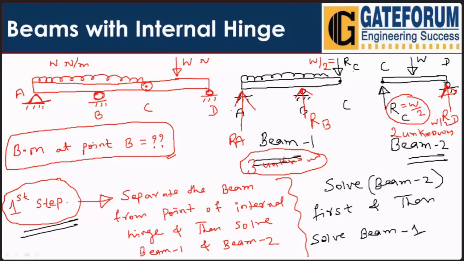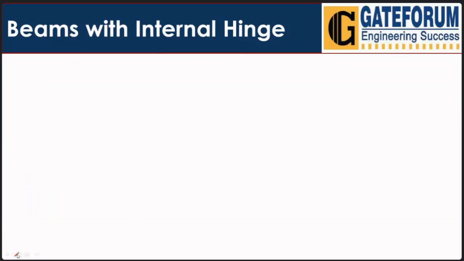Now in beam 1 also we have only 2 unknowns, and we can solve. We can get the values of the support reactions, and we can easily calculate the shear force as well as the bending moment, very simply. Now, how to find the value of bending moment at point B? First we have done beam 2, so that we get RC as W by 2, and now I will calculate the bending moment for point B.